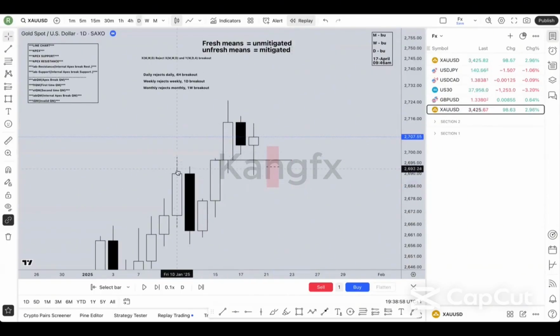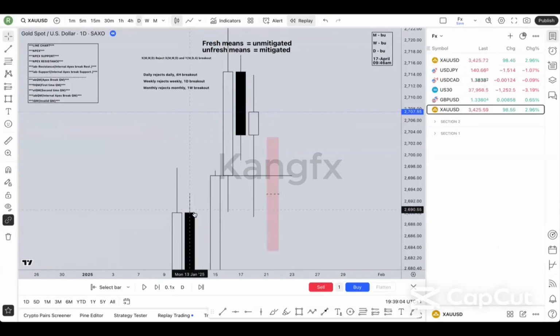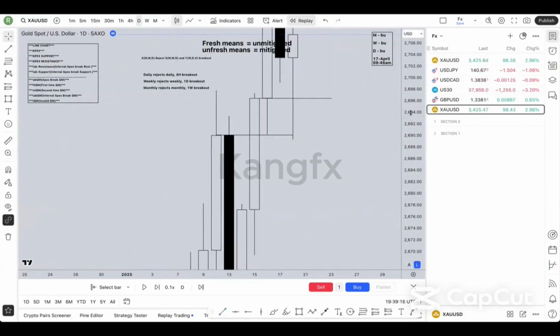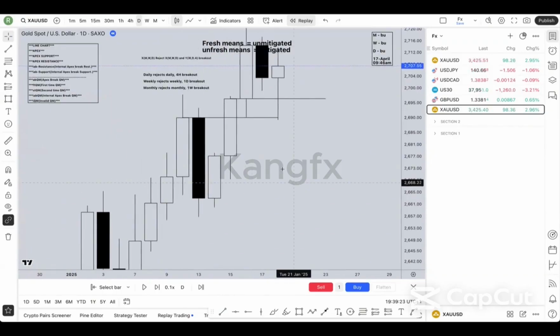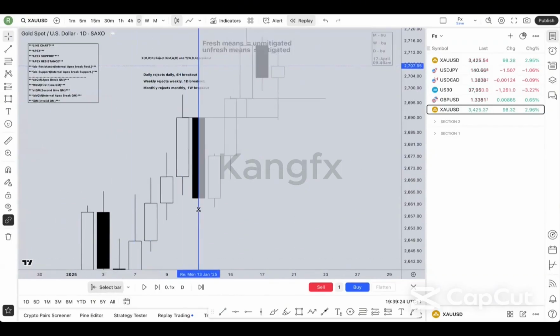You see? Now, the same thing here. The same thing with this one. Let's see, was it fresh? Yeah, this one was still fresh. This one didn't touch it. That's why this candle later came back and touched it here. Even after the other time, it still remained fresh. So that's it about fresh and unfresh level. Look at this one. This one never became unfresh.